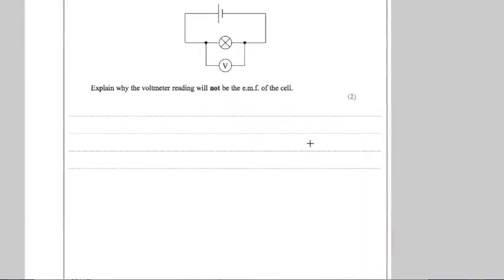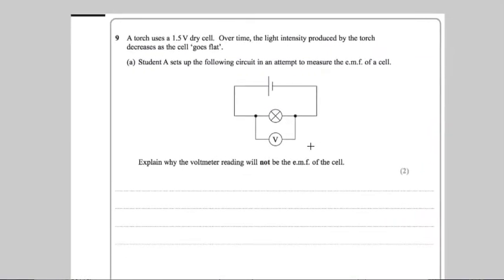Question 9. A torch uses a 1.5 volt dry cell. Over time, the light intensity produced by the torch decreases as the cell goes flat. Student A sets up the following circuit in an attempt to measure the EMF of a cell. Explain why the voltmeter reading will not be the EMF of the cell. Well, that is because we're measuring the voltage across the bulb. We're not taking into account anything else that might be causing a drop in voltage from the EMF, and really we're going to have an internal resistance.